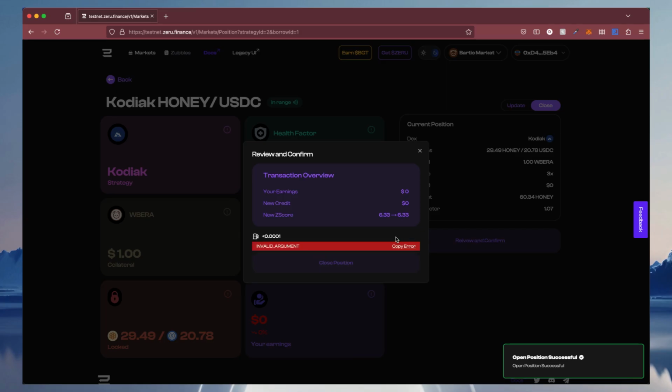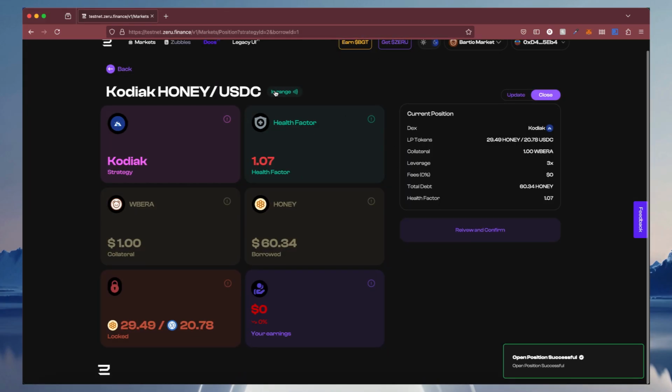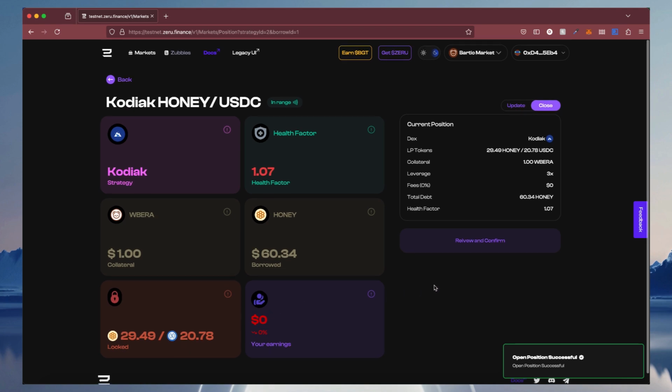And in doing so, because I haven't actually earned anything yet, my Z-score is not going to increase. But the tokens are in range, and my health factor is above 1, so that's good. And we'll see how this plays out over the next few days.